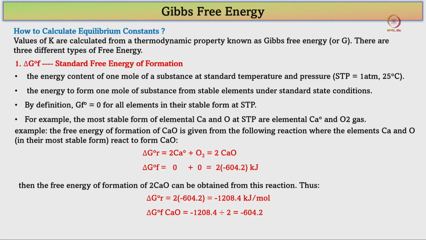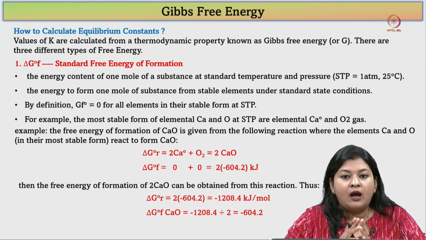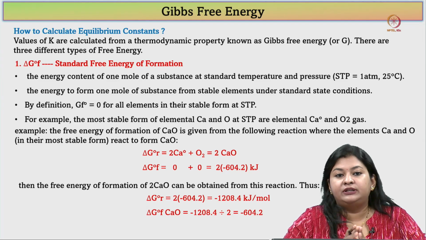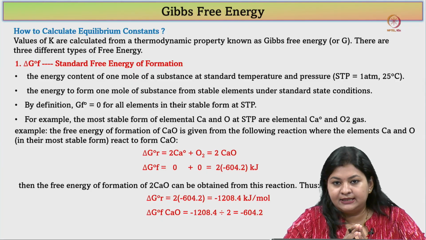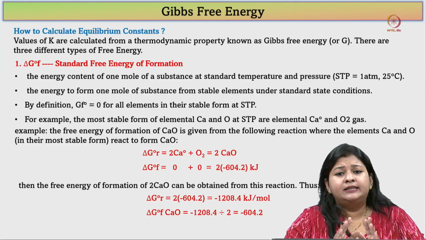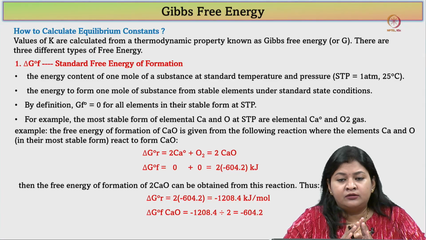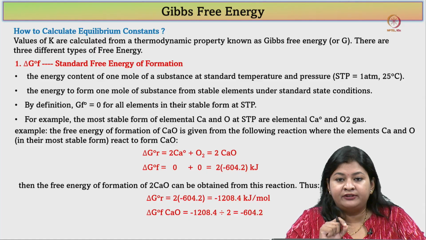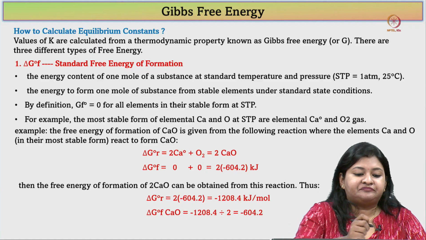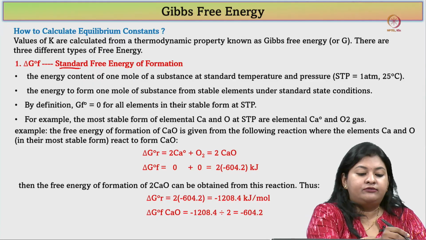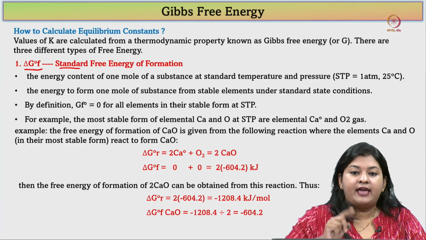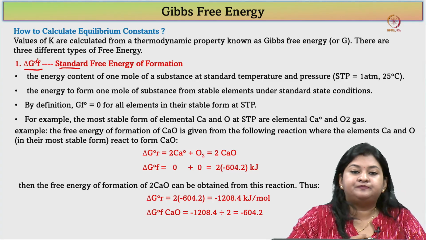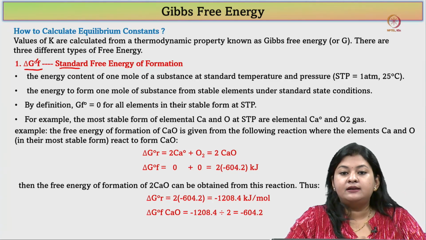Now, next is our Gibbs free energy. From the K value, we are now going to find out the Gibbs free energy value. That is the G. And there are 3 types of G that we have already discussed. First is the standard free energy of formation. The free energy of formation of every compound, and it is at a standard state. So, therefore, the delta G naught F. This naught means that it is at a standard state.